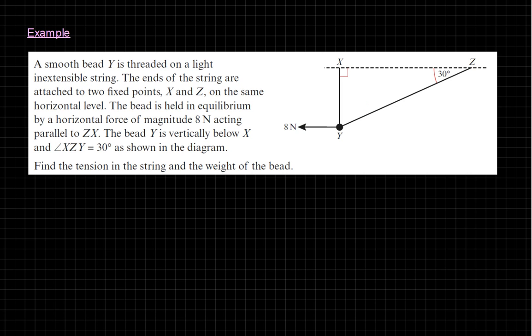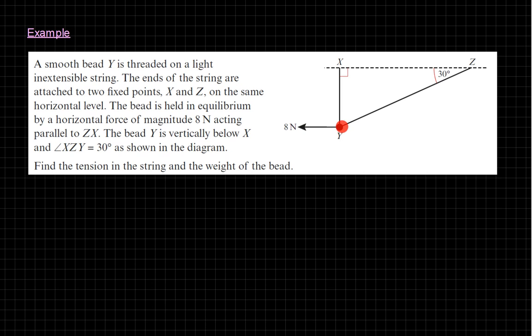And let's also just mention here, the string is light, meaning it has no mass, or we model it as having no mass. And it's inextensible, which means we know the string is always the same length. It's not like an elastic band. Okay, and these two fixed points X and Z are on the same horizontal level. Okay, that's fine. That's what we've got in the picture.